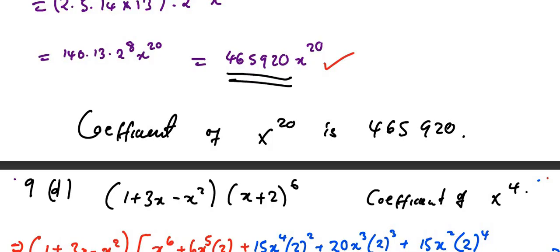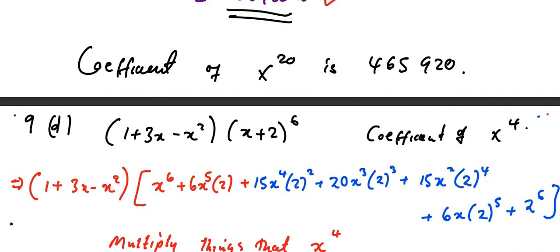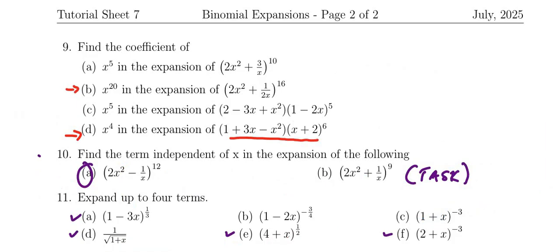Number 9D, we have two expressions. There's one where the highest degree is x to the power 2. The other one here is x plus 2 to the power 6. So we'll expand this using Pascal's triangle. Then we multiply with all these terms there. That's the best way to do it.